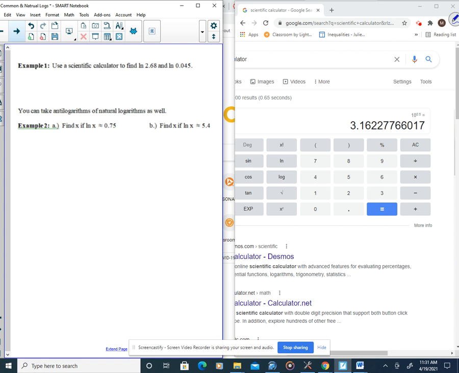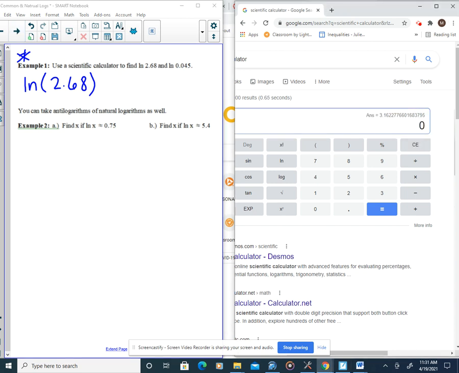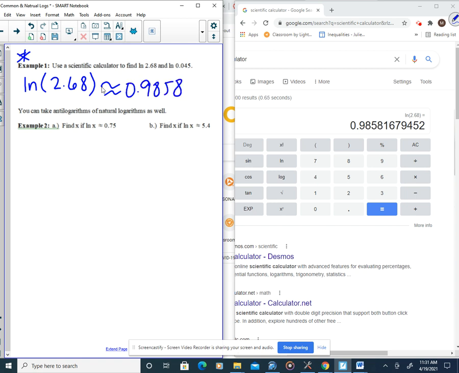All right, so example 1. It says, use a scientific calculator to find the natural log of 2.68. Well, if this was the common log, we would hit the log button. Since it's the natural log, guess what? We just hit the LN button. We type in 2.68, hit equals, there's our answer. So the natural log of 2.68 is about 0.9858. It's that simple.